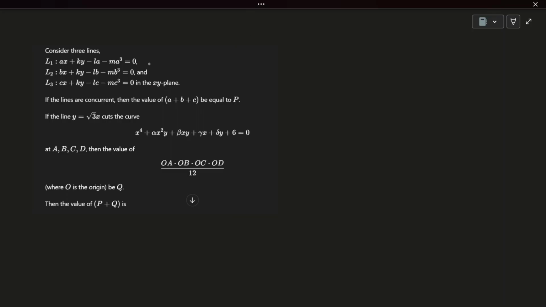See, they have given three lines. In these three lines, we have to see the relation between a, b, and c. If you see these three lines, they're almost similar. There is a change in a, b, c, and here also a, b, c only change. The rest are all the same. So we have to find a plus b plus c.